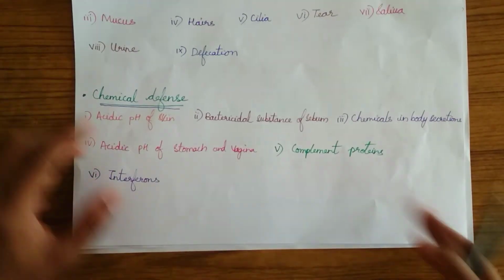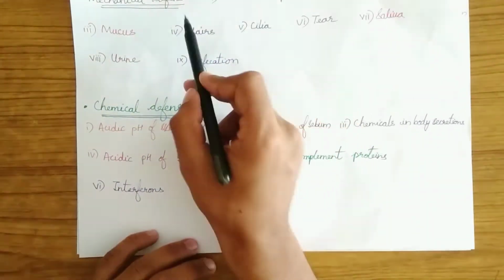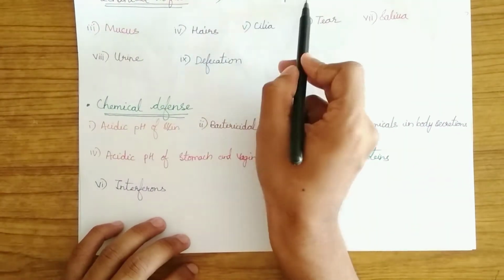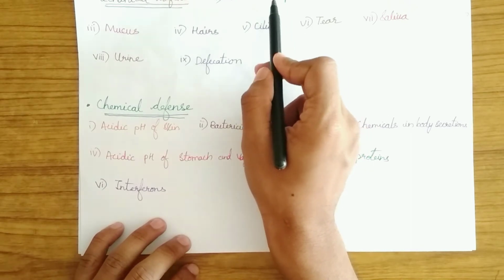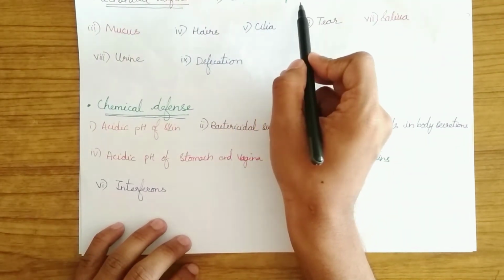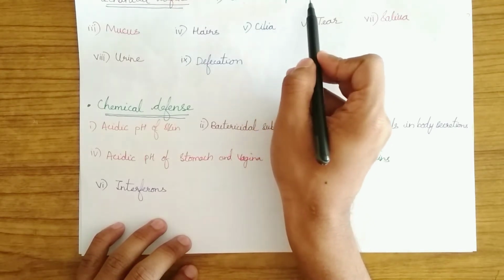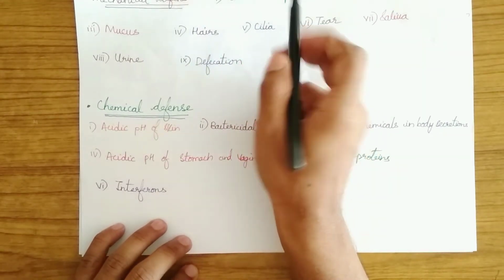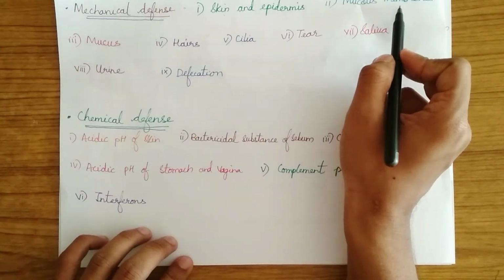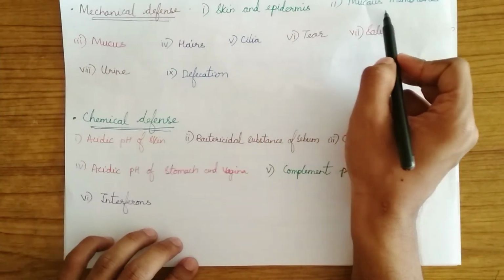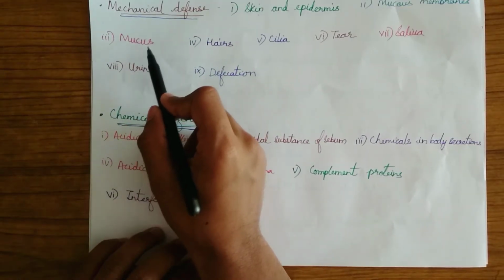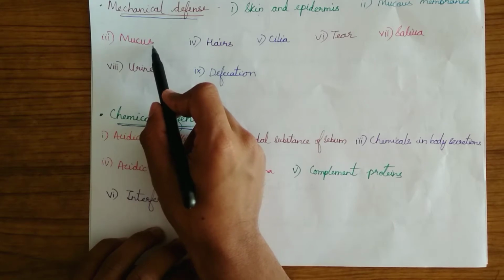So let's start with the mechanical defense. The mechanical defense is divided into skin and epidermis. Skin and epidermis are majorly involved in the mechanical defense. During burns and septicemia, there is a major cause of infection because there is loss of skin and epidermis. Mucous membrane helps in protecting the body where there is no skin or epidermis. Mucus is secreted by the mucous epithelial cells and excretes many waste substances through it.